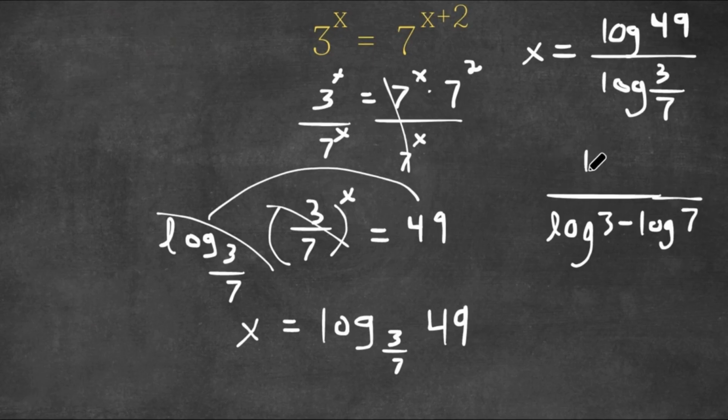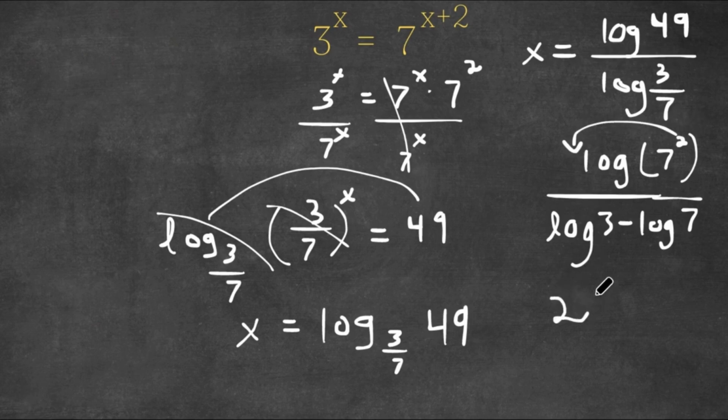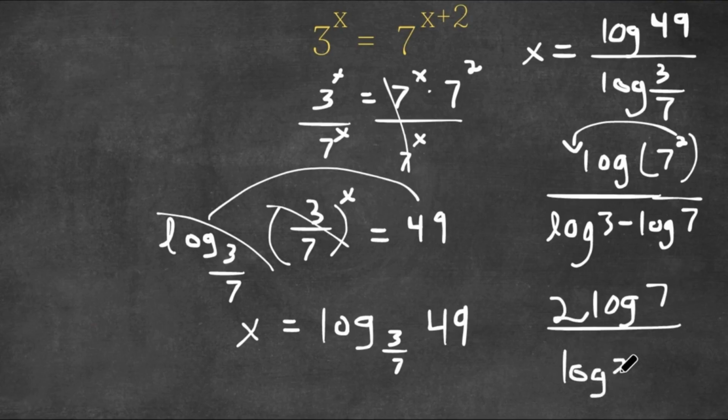And for the top, log 49 can be rewritten as log 7 squared. And using the exponent rule of logarithms, I can actually move this exponent to the front of the logarithm, meaning this would be 2 log 7 over log 3 minus log 7. So this is our answer.